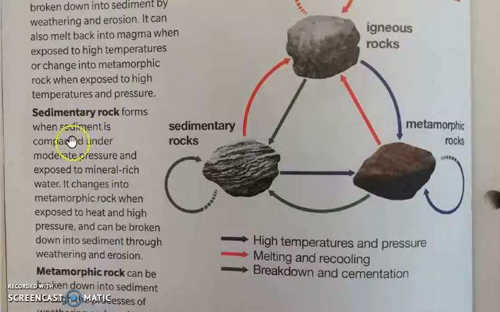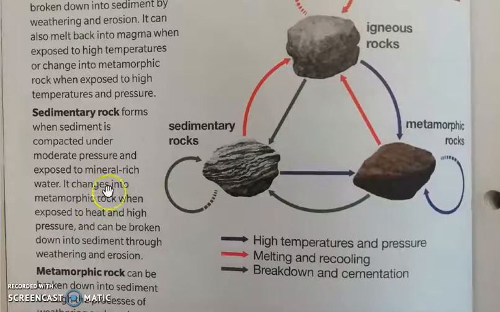Sedimentary rock forms when sediment is compacted under moderate pressure and exposed to mineral-rich water. Remember, sediment means little pieces of rock. So when little pieces of rock are put under pressure, that means you squeeze them together, and they get exposed to water that has lots of minerals in it, then you have sedimentary rock.